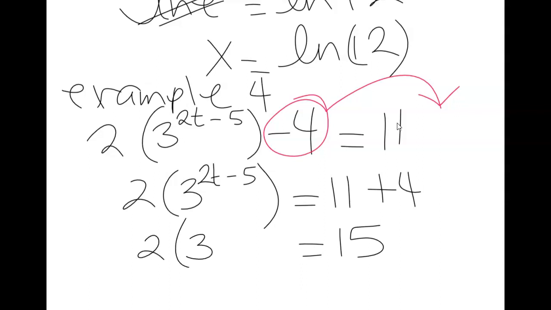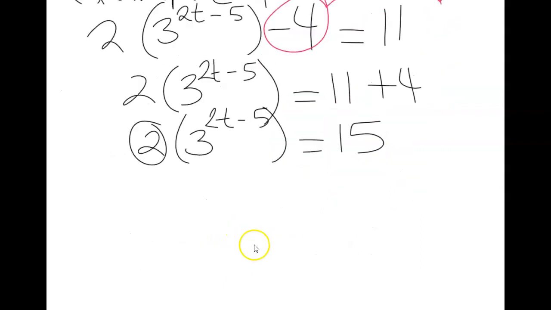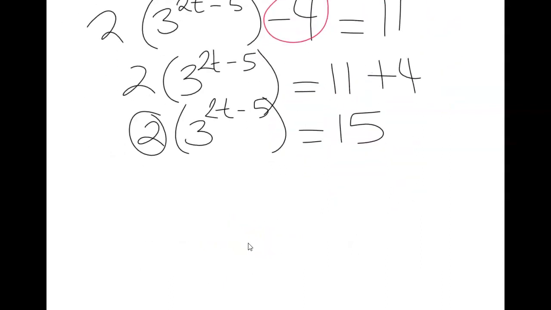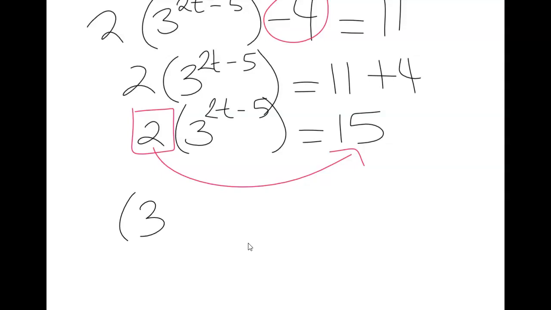And now you could see how this 2 here is multiplying to 3 to the power 2t minus 5. So it's multiplying to everything inside the parentheses. And so we're going to take that 2 and take it across, so from multiplication, it's going to go to division. Actually, I don't need this parentheses anymore. That will be 3 to the power 2t minus 5 is equal to 15 divided by 2.